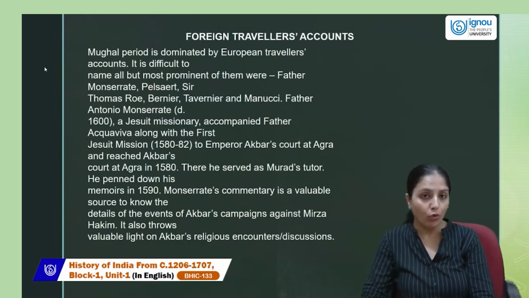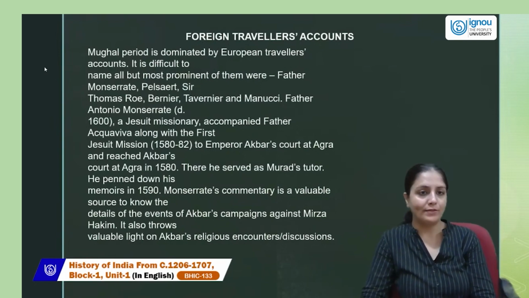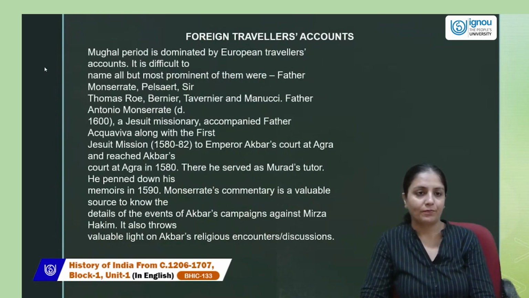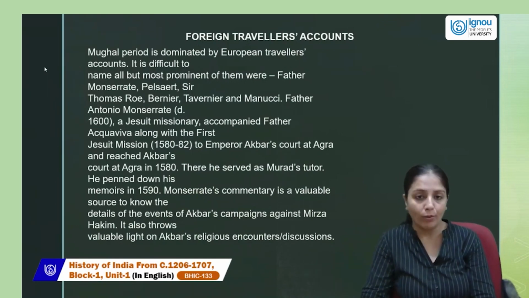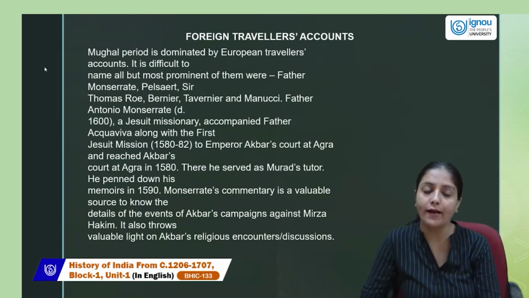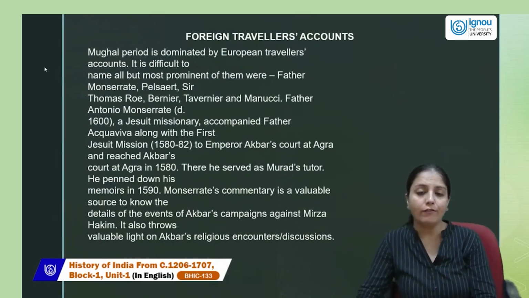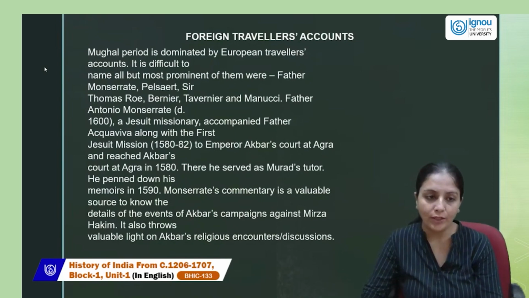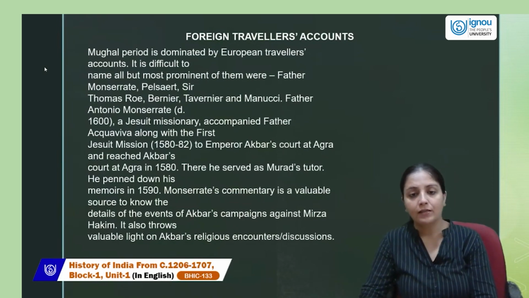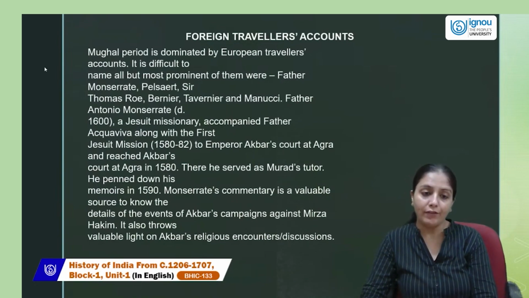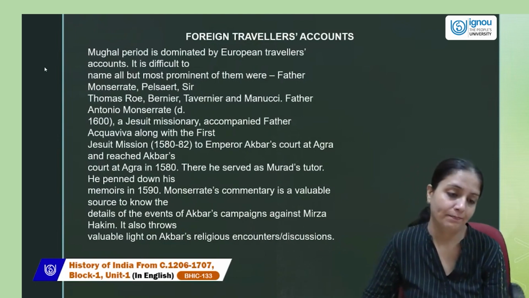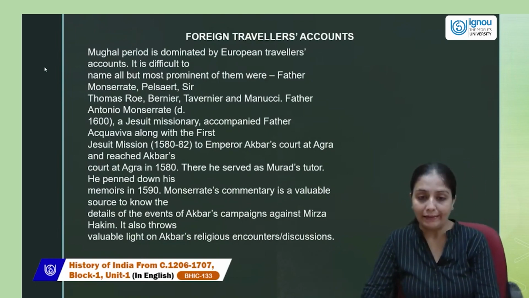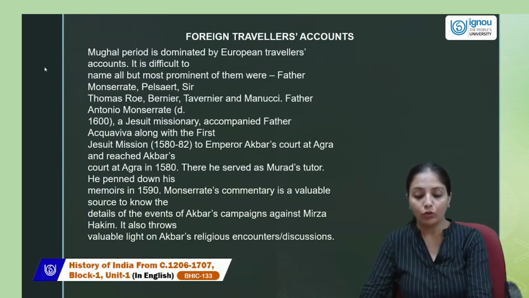It is difficult to name all, but the prominent and most important of them were Father Monserrate, Pelsaert, Sir Thomas Roe, Bernier, Tavernier, Manucci. Father Antonio Monserrate, a Jesuit missionary, accompanied Father Aquaviva with the first Jesuit mission to Emperor Akbar's court and reached Akbar's court at Agra in 1580. There he served as Murad's tutor. He penned his memoirs in 1590. Monserrate's commentary is a valuable source for the details of Akbar's campaigns against Mirza Hakim. It also sheds valuable light on Akbar's religious encounters and decisions. So many things he covered.